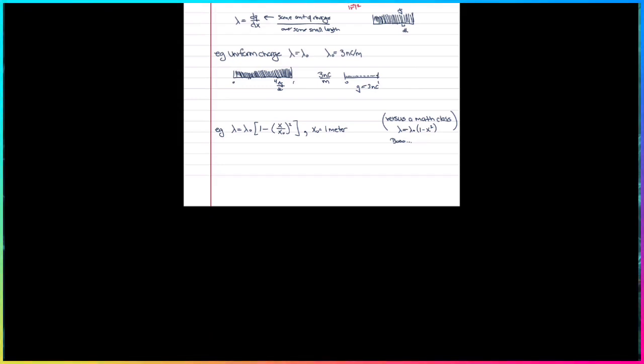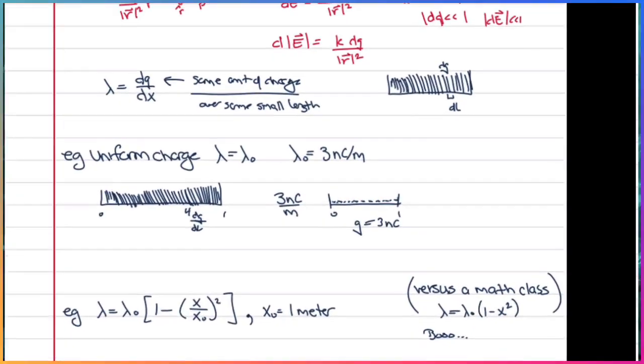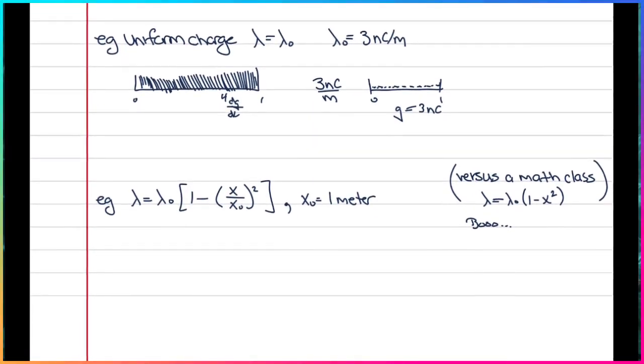Now what about this second example? In this case, the charge distribution is lambda naught again, but then there's this function over here, 1 minus x squared over x naught, where x naught is a meter. You might think, well, if x naught is 1 meter, why am I bothering with this at all? Well, again, here's where I quibble, because a math class would probably just write it like this. To which I would say boo.